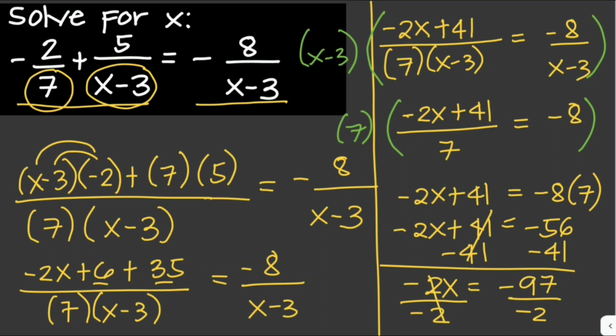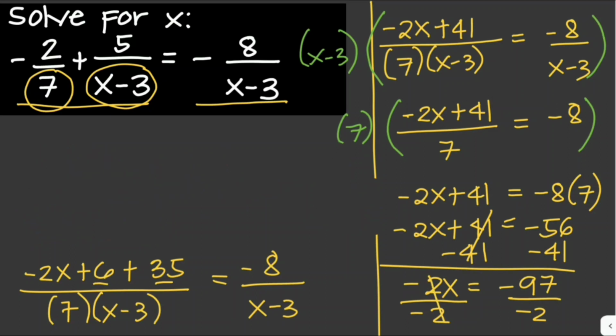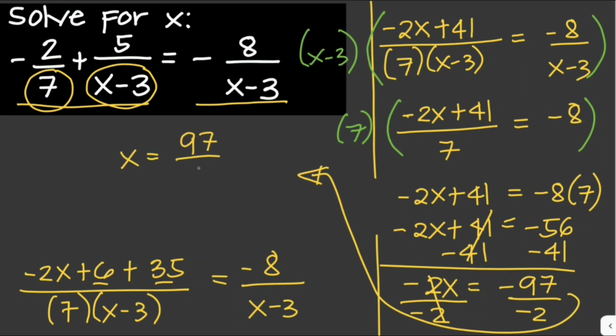Okay, therefore the value of our x is 97 over 2. Okay, which is an improper fraction, and you can always write that in decimal form or as a mixed number. Okay, let's solve another problem here.